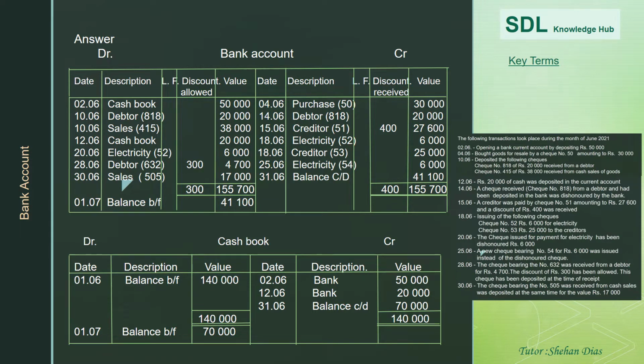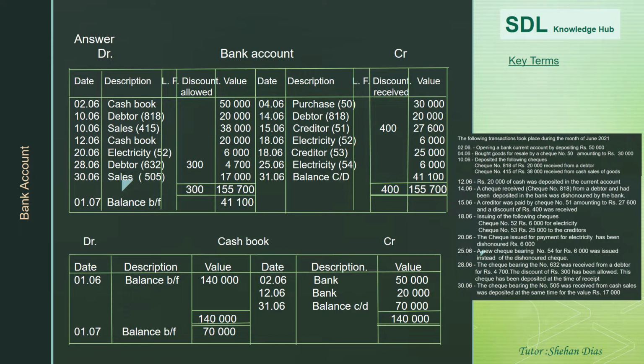Then on 4th June, bought goods for resale by check number 50 amounting to 30,000. Bought goods for resale means purchases. So the bank account balance will reduce, so it will be on the credit side, 30,000, stating purchases, and purchases will be debited for 30,000. And we'll also show within brackets the check number.